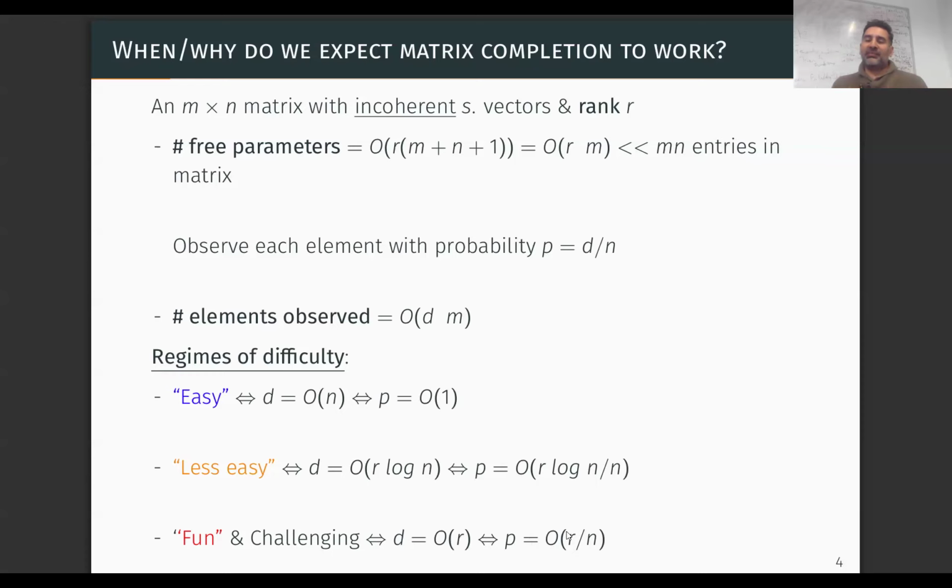Okay, so the purpose is to give you a feeling that the first two we hope to be easy. Perhaps we expect perfect reconstruction. The third one, we don't expect perfect reconstruction because we really are right on the order of the parameter count.